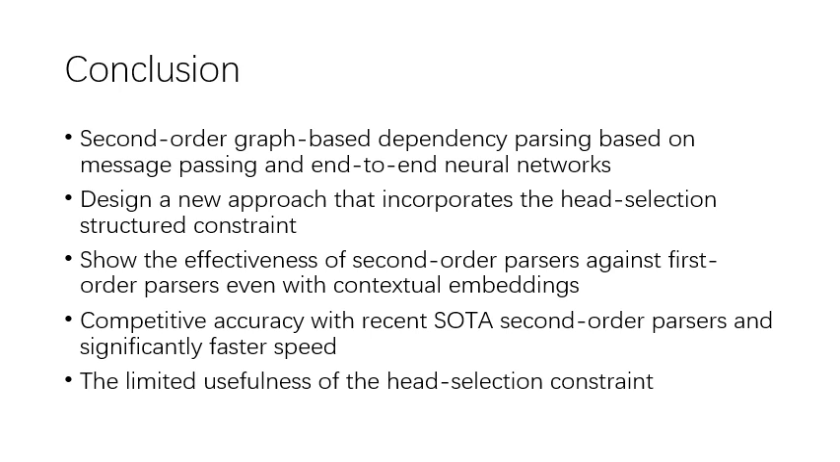Our empirical comparison shows that the second-order decoders still outperform first-order decoders even with BERT embeddings, and that the usefulness of the head selection constraint is limited, especially when using BERT embeddings.